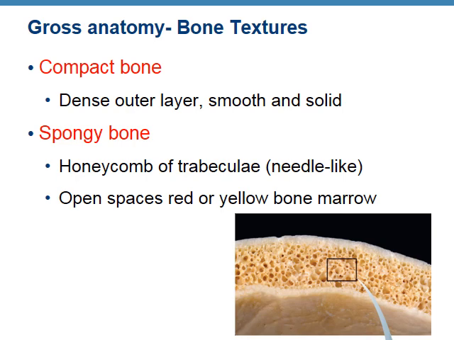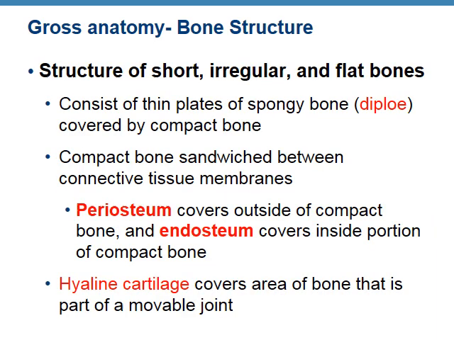Here are the two different textures. We have compact bone and we have spongy bone. So spongy bone looks honeycombed, or it looks like Swiss cheese. It would be the section between here and here where you see all of these little spaces or cavities. So this is spongy. The compact would be these really thick sections on the top and bottom. So this is compact bone.